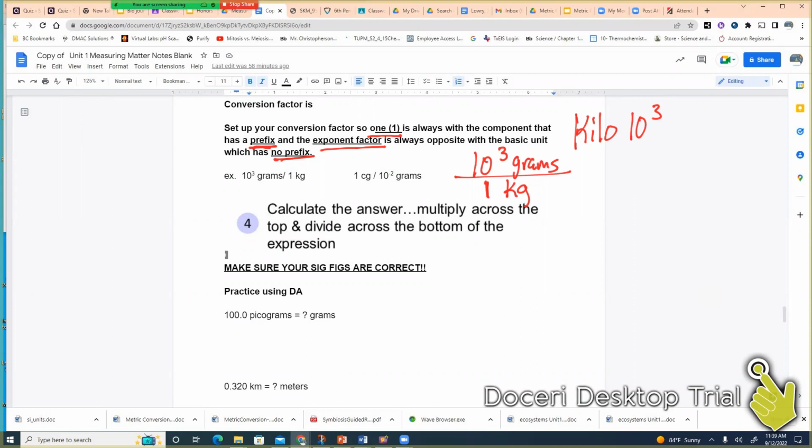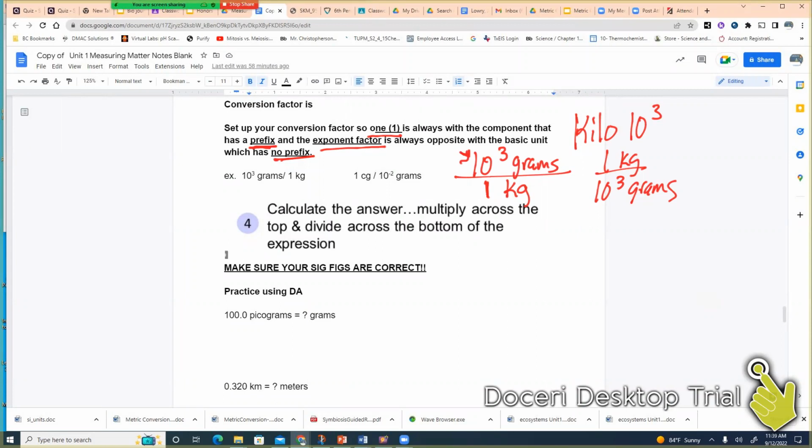My 1 is with the kilo, that's the prefix. And the part I got off the table, I was going to say memorize, but you don't have to memorize it, goes with just the base unit that doesn't have a prefix. And like we talked about earlier, conversion factors can be flipped. This can also say 1 kilogram is equal to 10 to the 3rd grams. That means the same thing. Which way you're going to use them is based off of what you want to cancel out.